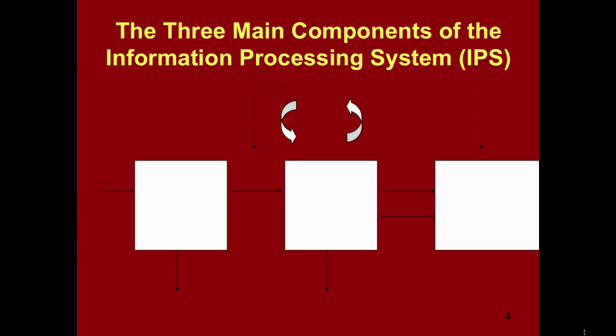This is the theory that will be the foundation of everything that we learn in EDUC 140. According to the theory, there are three main components to the information processing system. They are short-term sensory store, working memory, and long-term memory. Let's take a closer look at these three components.